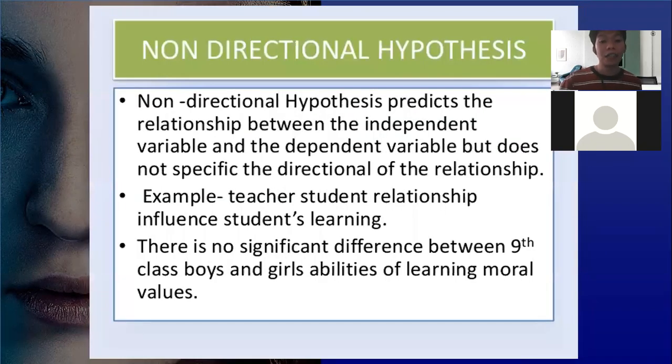Another one, non-directional hypothesis. Non-directional hypothesis predicts the relationship between the independent variable and dependent variable, but does not specify the direction of the relationship. Halimbawa, teacher-student relationship influences students' learning. Hindi siya, it did not express or present what kind of influence, if positive or negative ba.